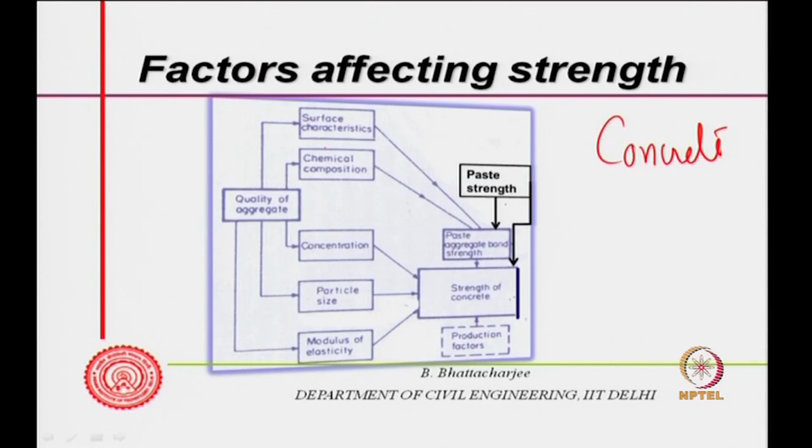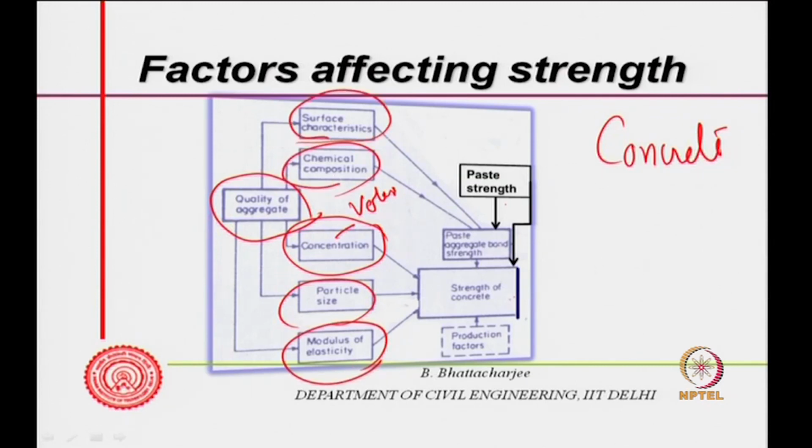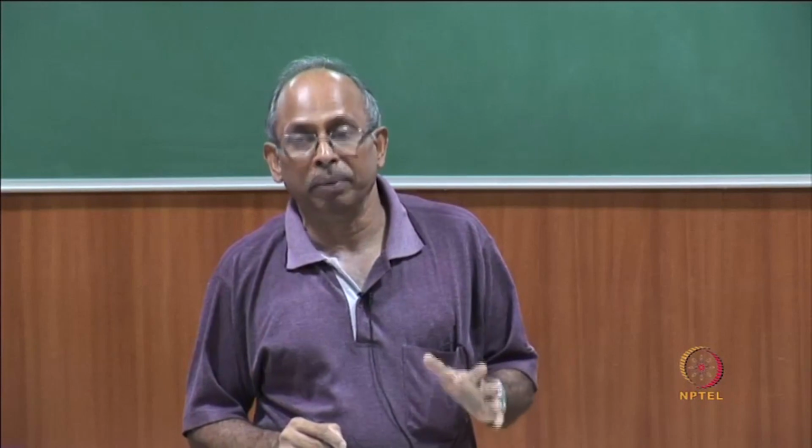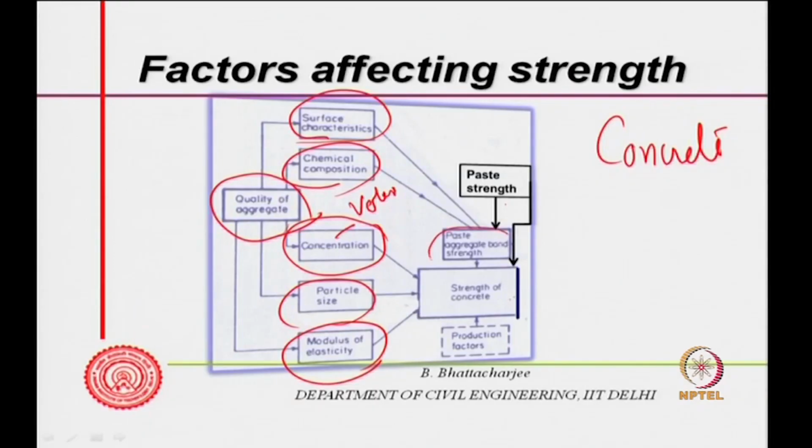So, what are the aggregate properties? First of all, basic quality of the aggregate in terms of its particles, particle size, its modulus of elasticity, and of course, the surface characteristics, that is roughness that we mentioned, chemical composition, because some chemical composition can give you higher bond, and its volume concentration. Overall quality of the aggregate in terms of its shapes, flaky shapes and so on, have some effect on strength.